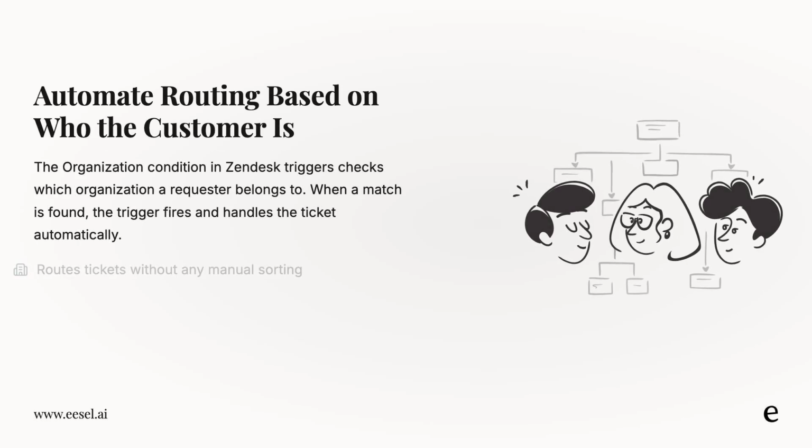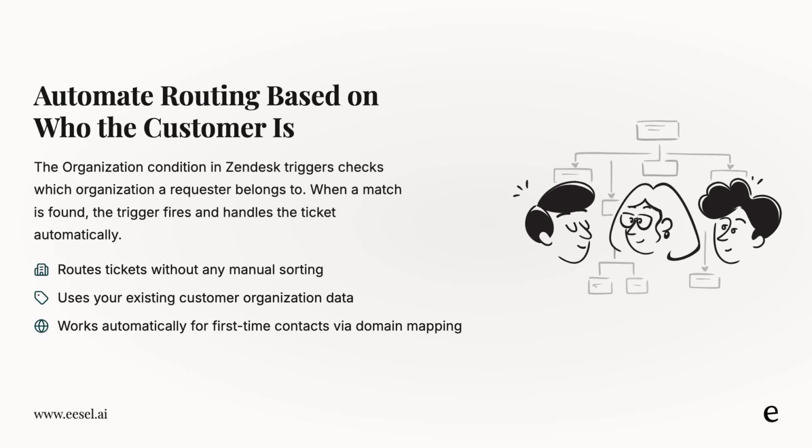The organization condition works differently from keyword triggers. Instead of scanning the subject line, it looks at the requester's profile to identify their organization. When a ticket comes in from a user in your VIP customers org, the trigger fires and handles routing, priority, and tagging without any manual input.